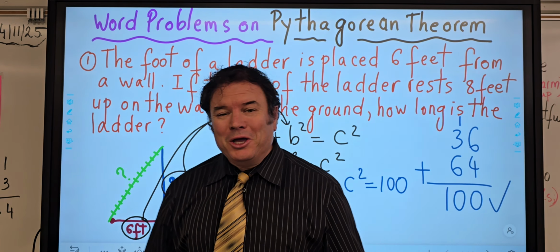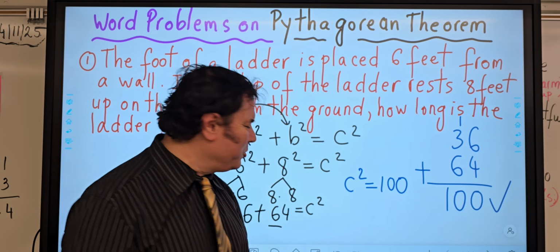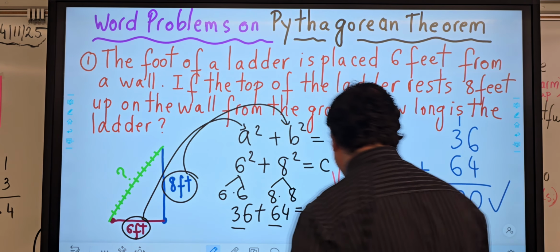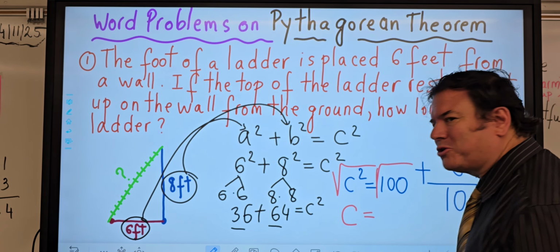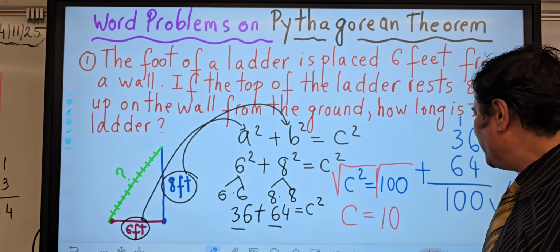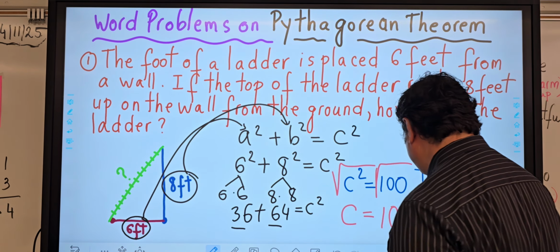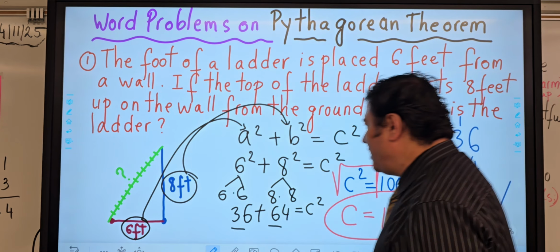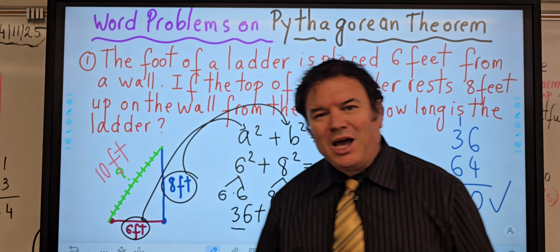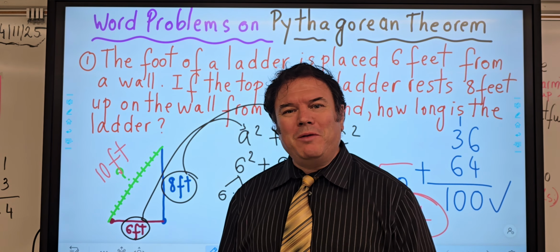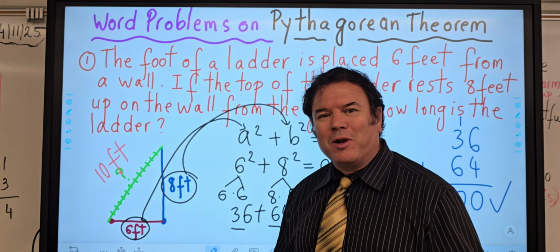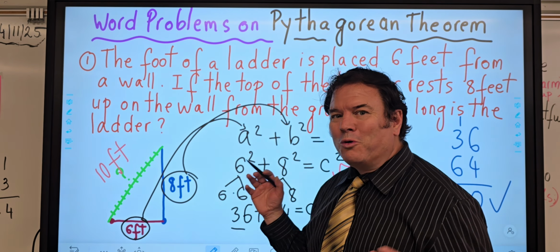And remember, now, in order for us to find the c, we have to take the square root on both sides. So let's square root on both sides. Square root here, square root here. So finally, c equals the square root of 100, which is 10. So that's it. We found the answer, 10. And make sure you put feet. 10 feet. So the answer, the ladder, is actually 10 feet. You see how easy it was? If we are able to remember the Pythagorean Theorem, a squared plus b squared equals c squared, very, very applicable to help us solve word problems.